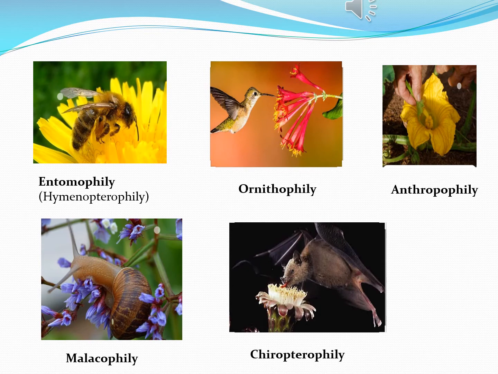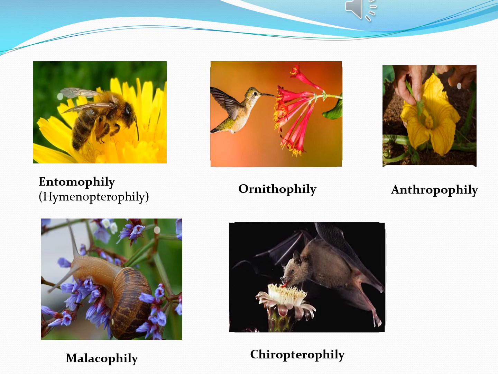In this diagram we can observe the appearance of hands. The person is holding the stamens and dusting the pollen grains on the stigma. This is what we call anthropophily. In the next diagram we can observe snails, and below that we have mentioned malacophily. Malacophily means transfer of pollen grains by snails.